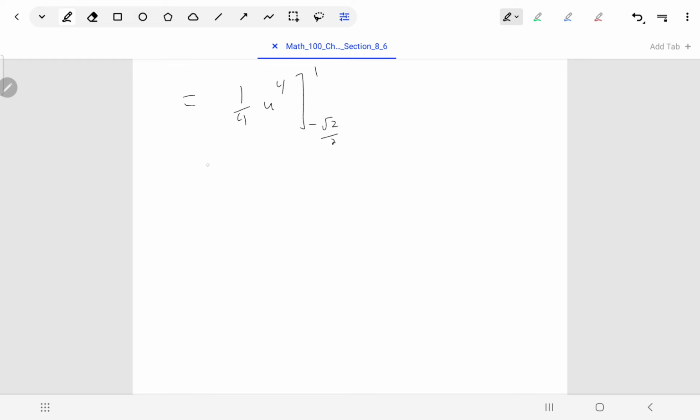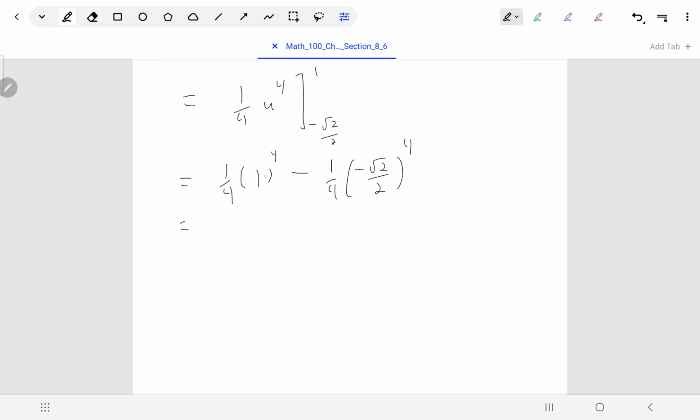So now we'll just evaluate these. I don't need to go back in terms of x, because again, these values here are u values, so I can go right ahead and put them into what u is. I can say, well, we evaluate at 1, so that would be 1 to the power of 4, and then minus, and we'll evaluate at negative root 2 over 2.